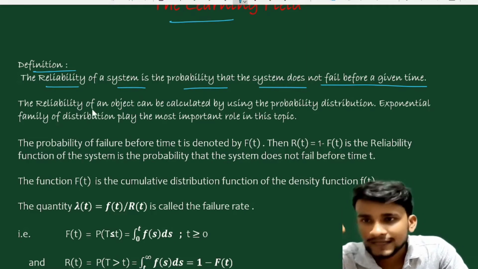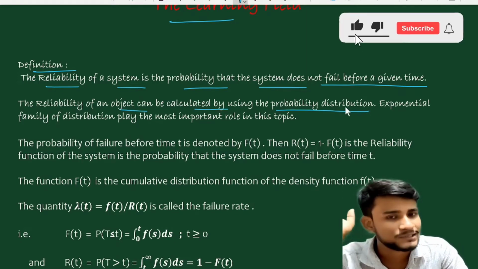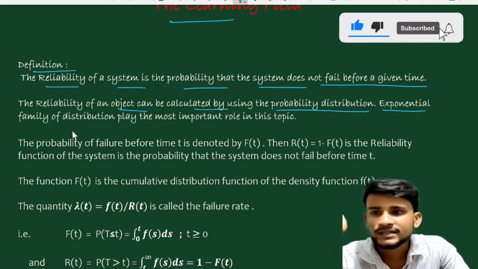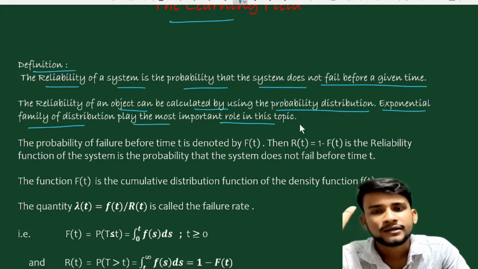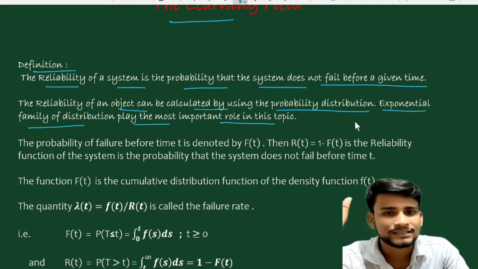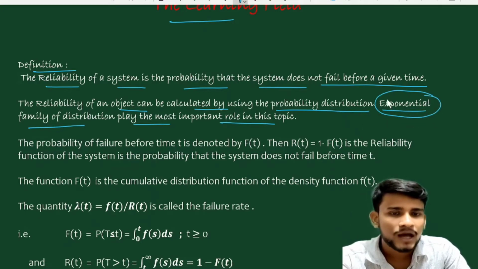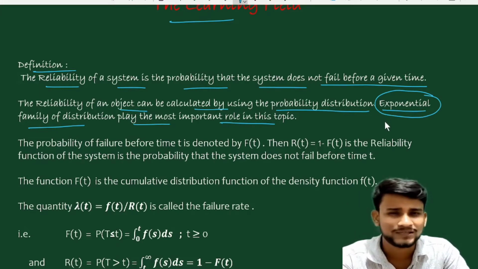The reliability of an object can be calculated by using a probability distribution. Mainly the exponential family of distributions plays the most important role in this topic. So the most important topic is the exponential distribution. Those who have not studied the exponential distribution, I request that you take any probability book and go through it, along with the mean and variance of the exponential distribution.